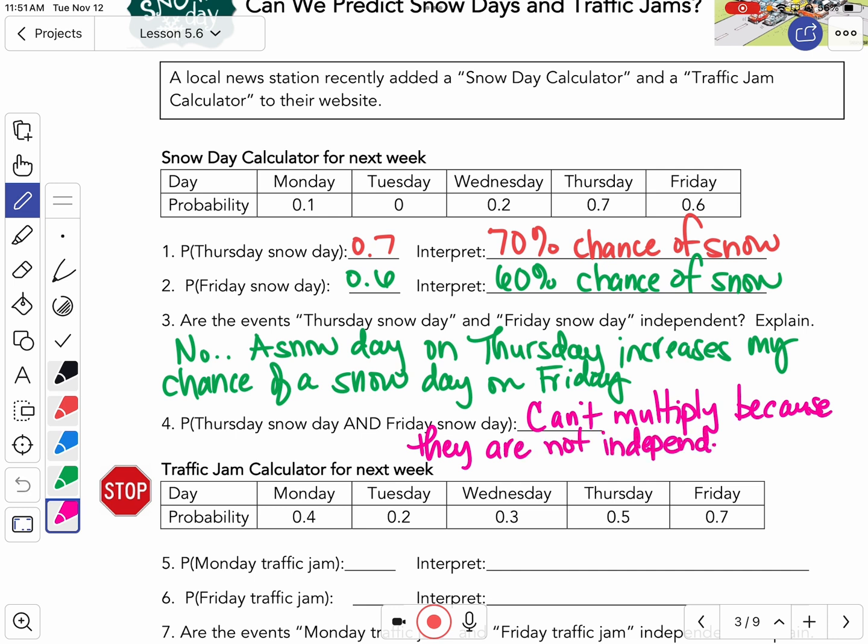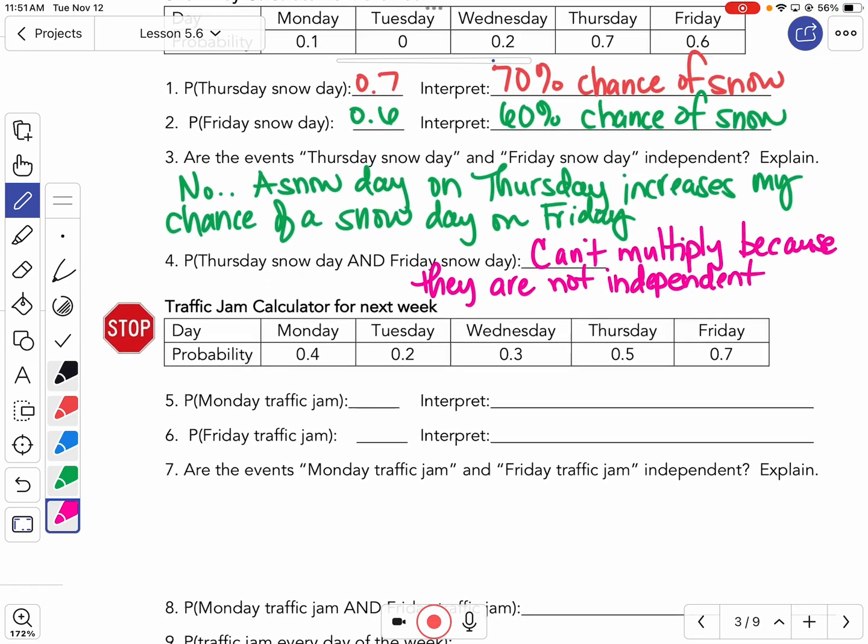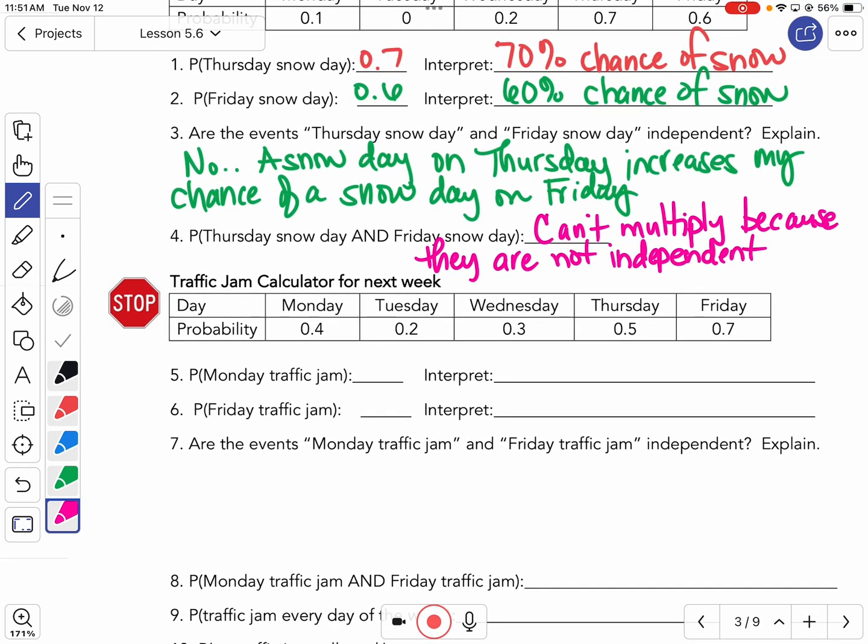Okay, so this is what comes in with that learning target 3, all right? If we've got two things that depend on each other, then we really can't multiply them, all right? They're not independent. Okay, so that's snow days. Snow days are going to affect when I get another snow day, but let's talk about traffic jams, okay?